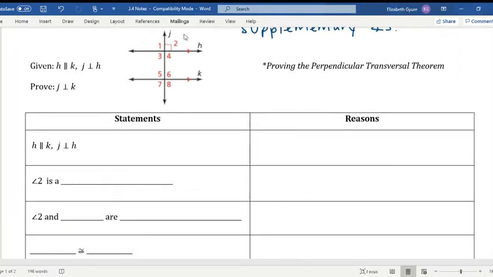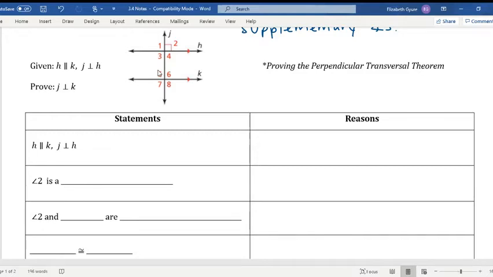So first of all, always make sure your picture's labeled. This one was for us. Our parallel lines are marked and our perpendicular lines are marked as well. We are going to prove that we also have perpendicular lines here. Now let's think about how you would do that.